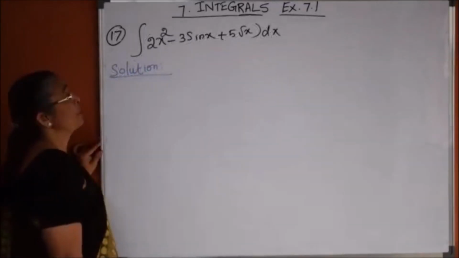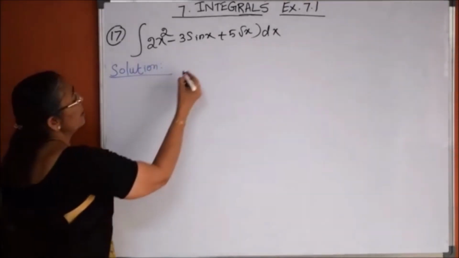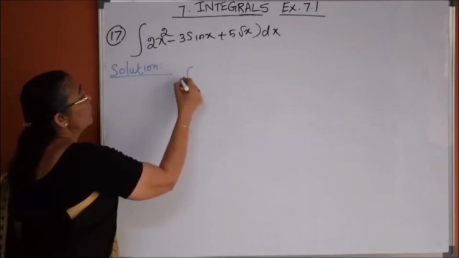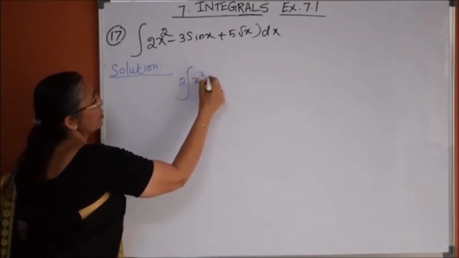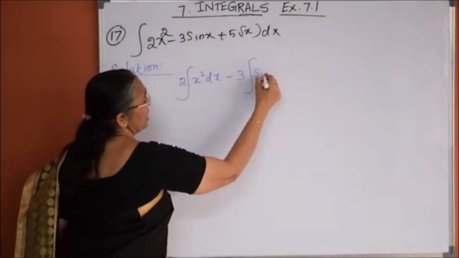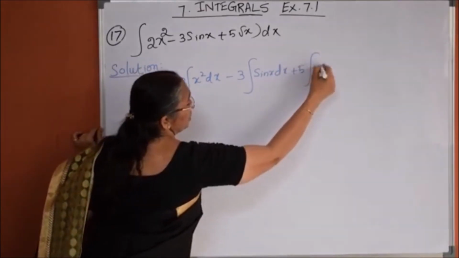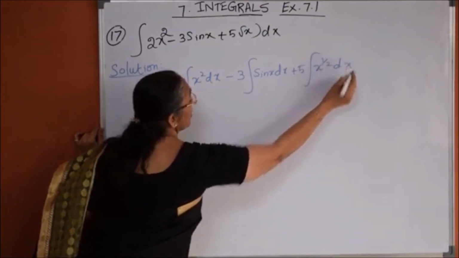Now the integration of 2x square minus 3 sin x plus 5 root x dx. First let us split the functions. 2 times the integration of x square dx, minus 3 times the integration of sin x dx, plus 5 times the integration of x to the power of half dx.